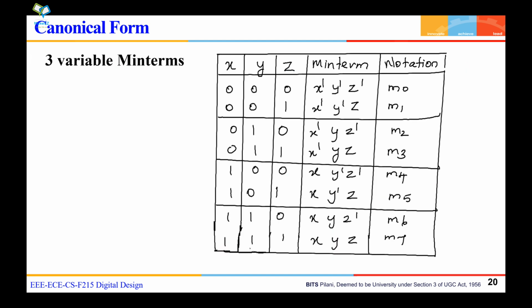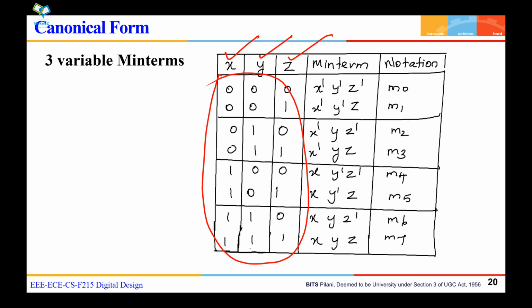For 3 variables, you have 3-variable minterms. Suppose you have 3 variables x, y and z. First you write all 8 binary combinations which you can make using 3 variables. 3 variables mean 3 bits, so you can have 8 combinations. That is 0 0 0, 0 0 1, 0 1 0, 0 1 1, 1 0 0, 1 0 1, 1 1 0, 1 1 1. These are the 8 possible combinations, right?